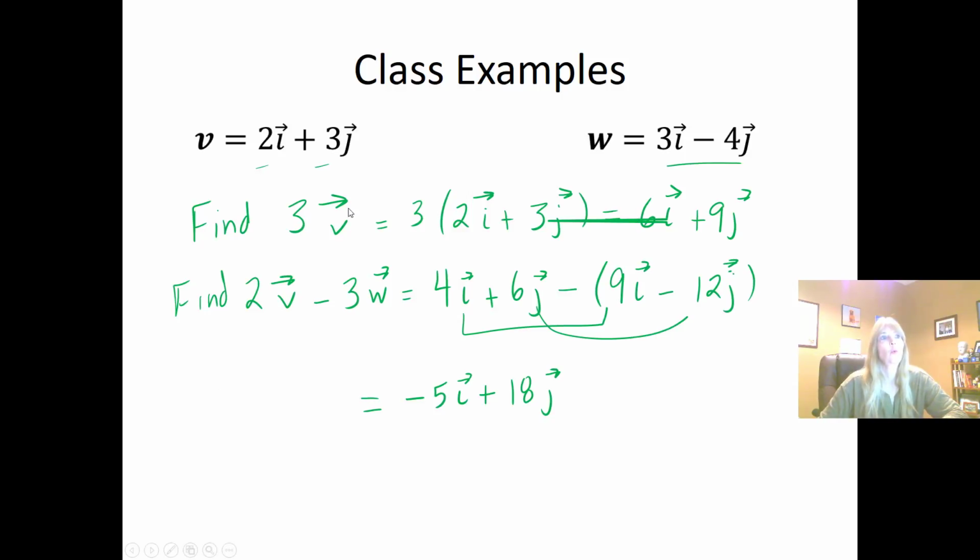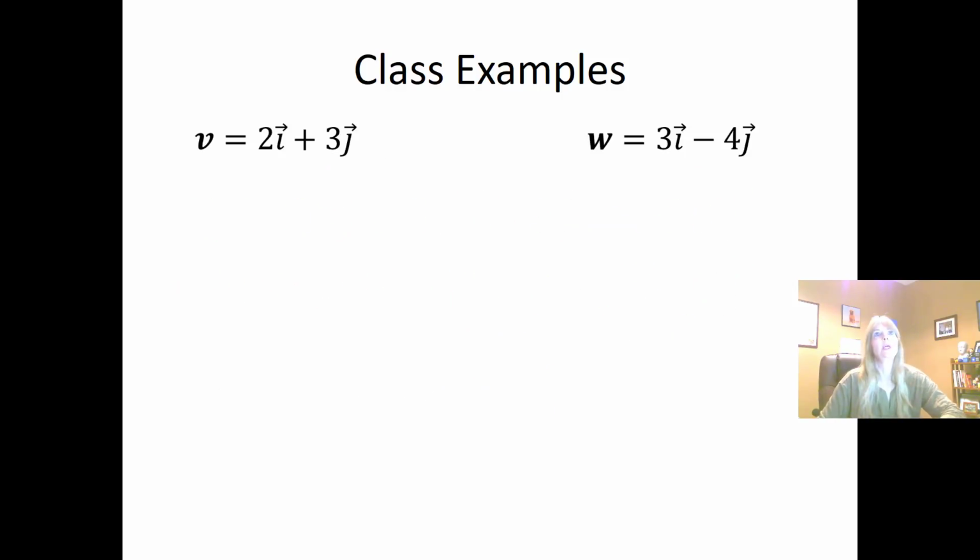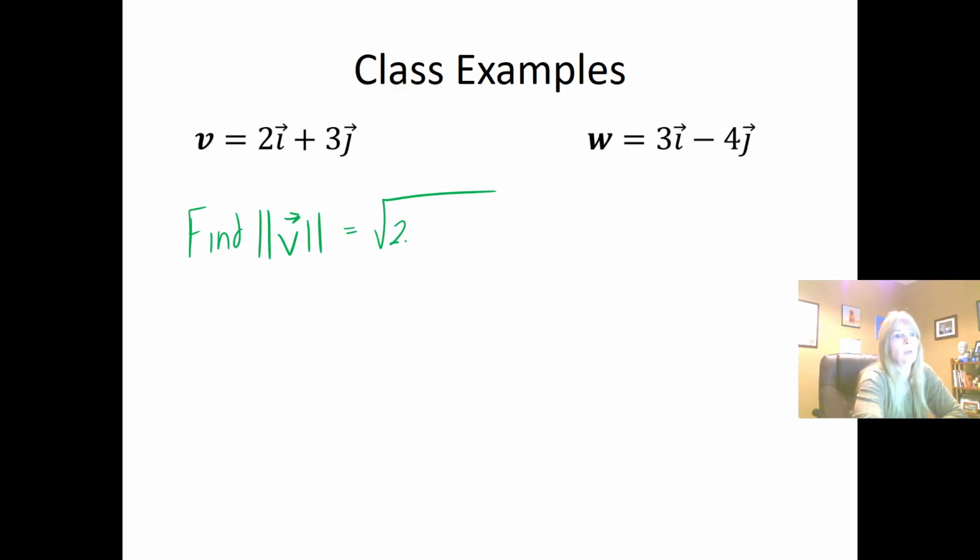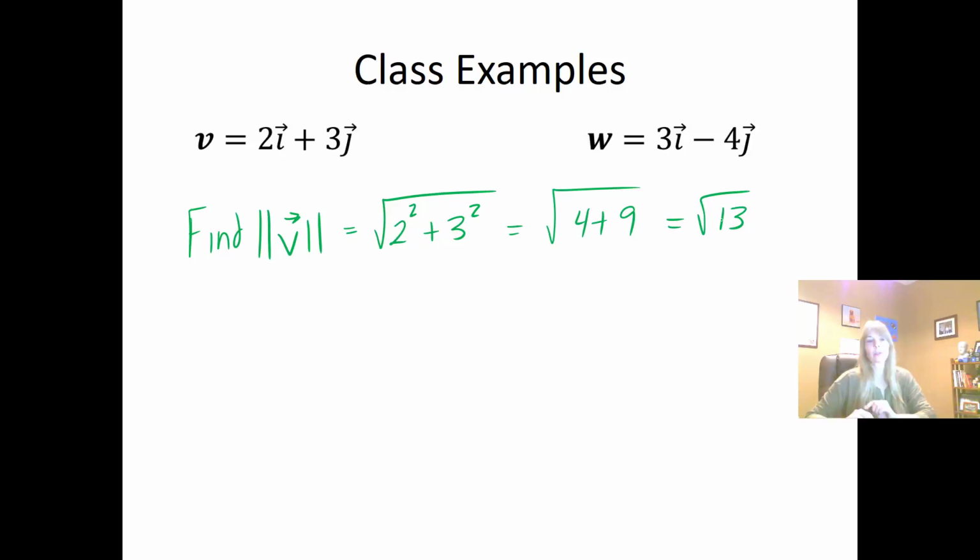All right, let's do one more where we do the magnitude. So if you're asked to find the magnitude of vector v, again, all you're doing is square rooting both components squared. So that becomes 4 plus 9, which becomes the square root of 13. So a lot of just algebraic techniques with the vectors. And we'll keep on going in the next lecture.